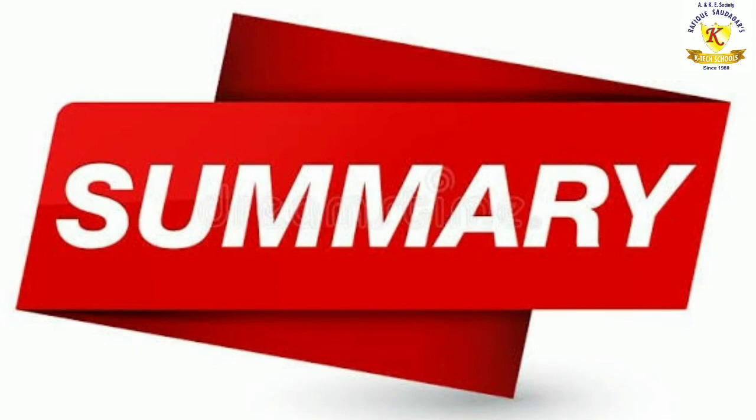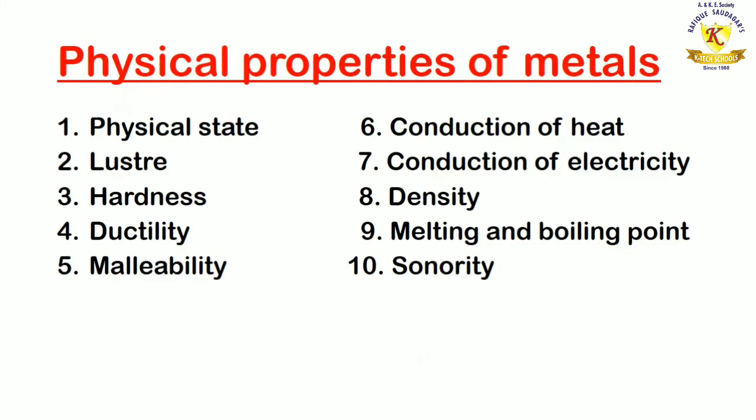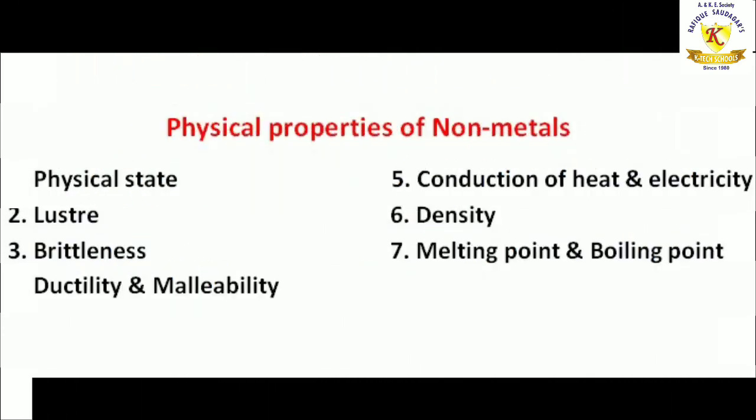Let's quickly summarize what we have learned in this session. We have seen the physical properties of metals which we have studied in this video: physical state, luster, hardness, ductility, malleability, conduction of heat, conduction of electricity, density, melting point and boiling point, and sonority. So these are the physical properties of metals which we have learned today. Let's see the physical properties of non-metals.